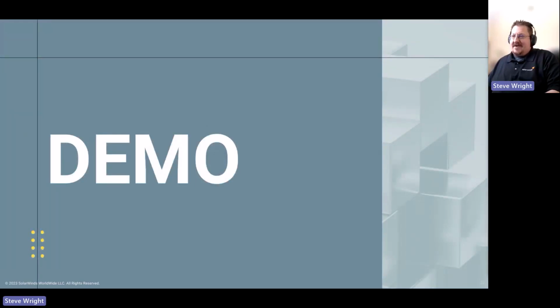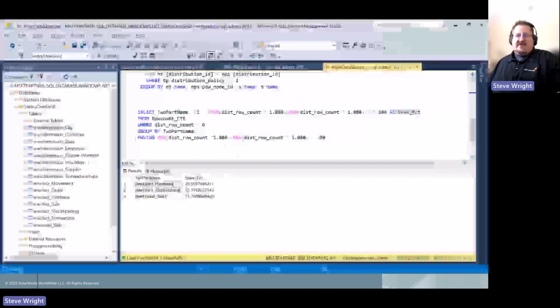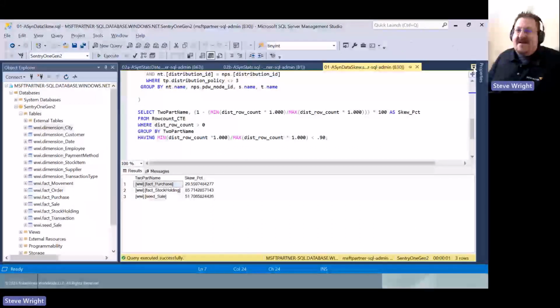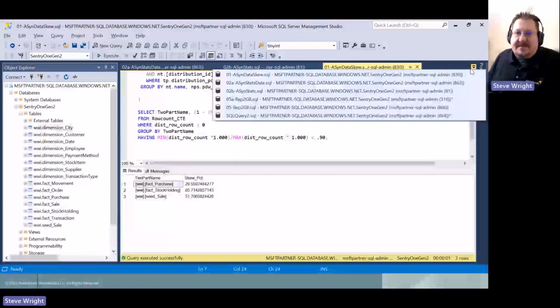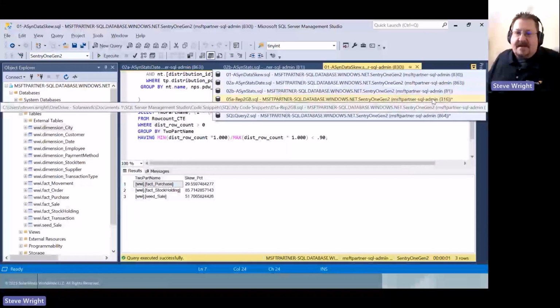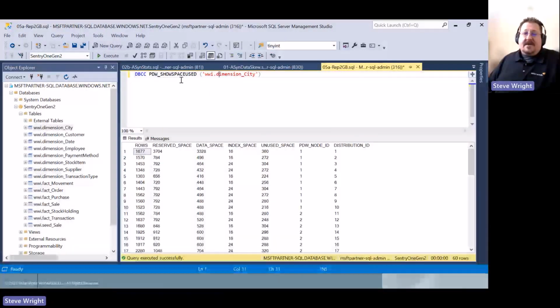If I flip back over to my demo, which this time should be visible for everybody, let me bring up, so first of all, this is 5A. If I run DBCC PDW_SHOWSPACEUSED on one of my replicated tables, this is what the results look like. You can see it's broken down by distribution. I've got my reserved space, data space, index space, and then nodes.